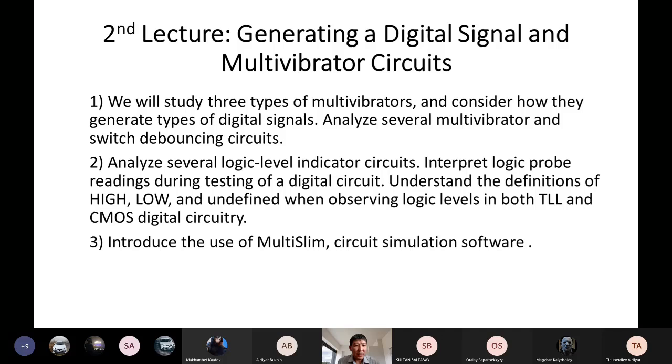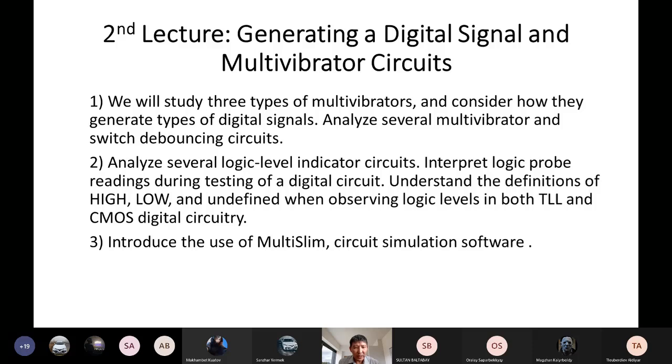Lecture number 2 is called Generating a Digital Signal and Multivibrator Circuits. But before I start, I want to ask a question. What is the difference between an analog signal and a digital signal? What difference? Analog is smooth and digital only has 0 and 1. Yes, right. An analog signal can have intermediate values, but digital has only a low or high value. So we can say 0 and 1.